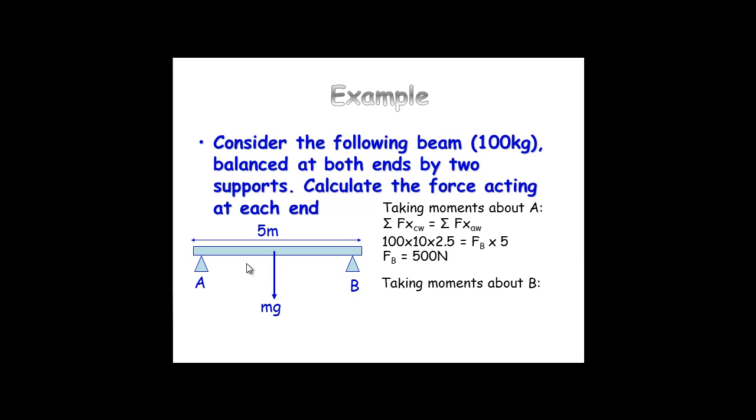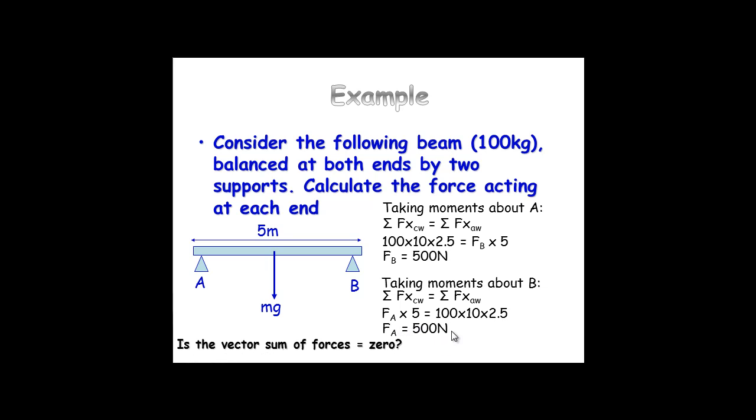So what about support A? For argument's sake, just for getting used to the process, let's do the same thing. Let's make this the pivot. We've now got an anti-clockwise force, and we've now got a clockwise torque. So F of A times 5 must equal 100 times the 10 to put it into newtons, times its distance from the support, which is 2.5. So 25,000, we'll divide that by 5 again. It's just 500 newtons.